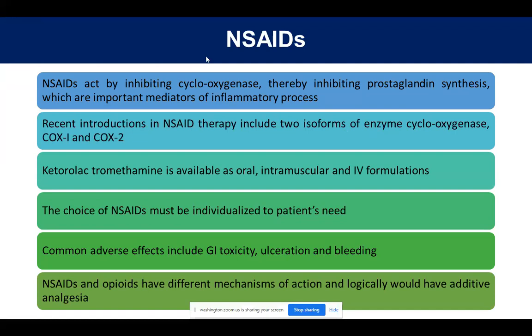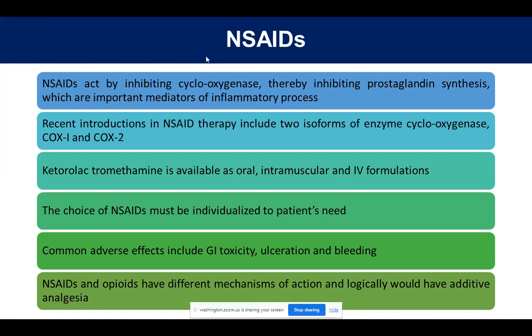NSAIDs act by inhibiting cyclooxygenase, thereby inhibiting prostaglandin synthesis, which are important mediators of the inflammatory process. Recent introductions in NSAID therapy include inhibitors of the two isoforms of the enzyme cyclooxygenase, COX-1 and COX-2.